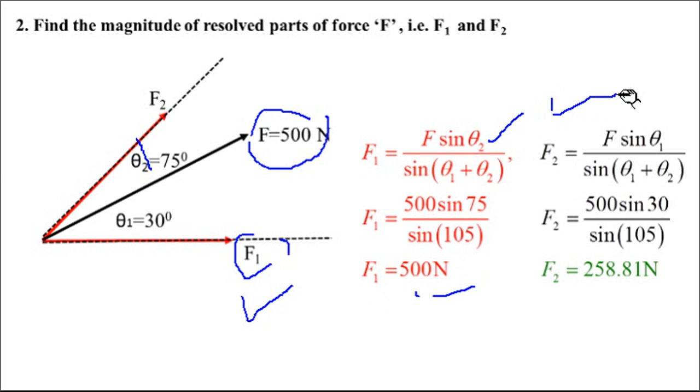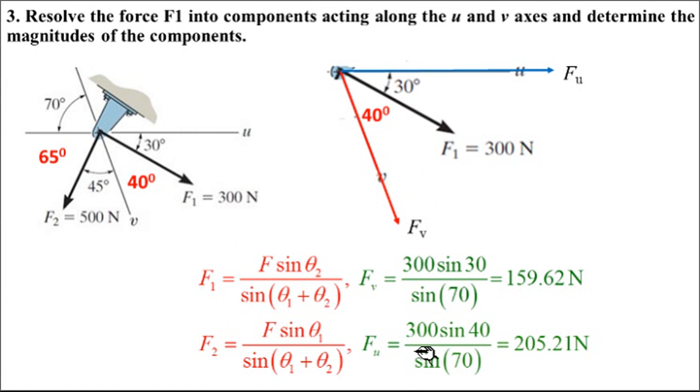Okay, now find out F2. To find F2, I must use F upon sine of this angle theta 1 divided by sine of theta 1 plus theta 2. You will get that answer as 258.81 Newton. Okay, so these are the two magnitudes of missing components that you can solve by using the skew resolution equations. Now see the third problem here.